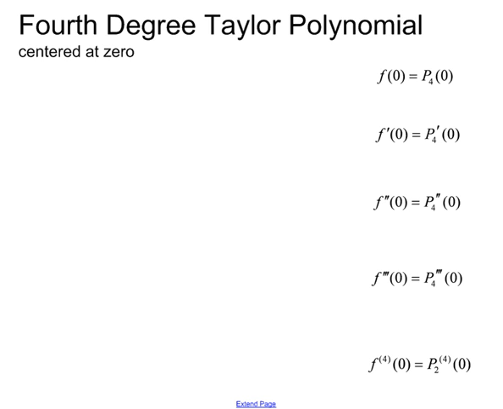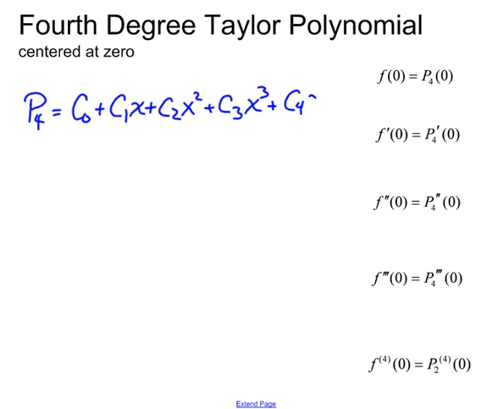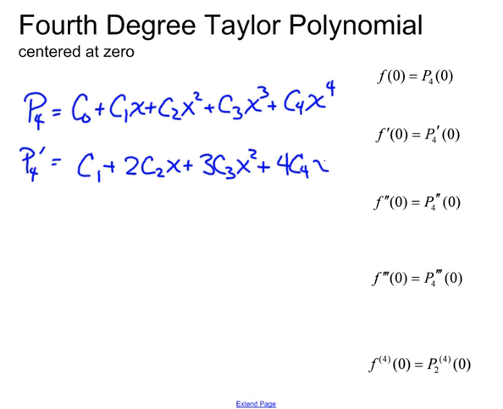So we're going to do the same sort of thing, but the polynomial is going to be a lot bigger. This is p sub 4. So we're going to have c sub 0 plus c sub 1 x plus c sub 2 x squared plus c sub 3 x cubed plus c sub 4 x to the fourth. All right, so we're going to start taking derivatives. So p sub 4 prime equals c sub 1 plus 2 c sub 2 x plus 3 c sub 3 x squared plus 4 c sub 4 x cubed. All right, let's keep going.